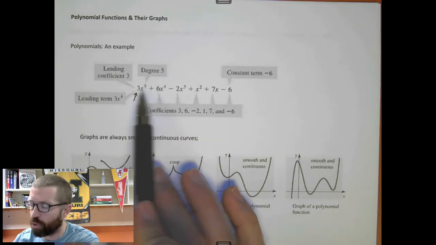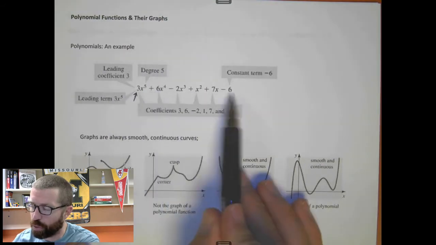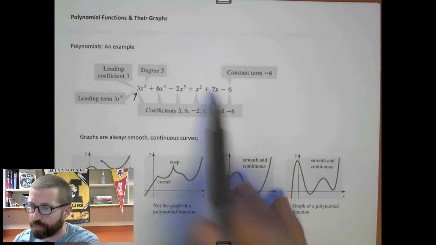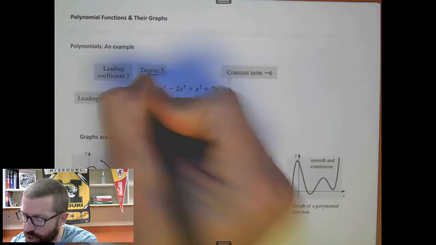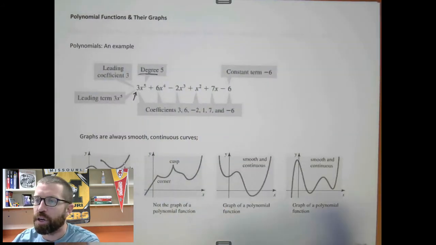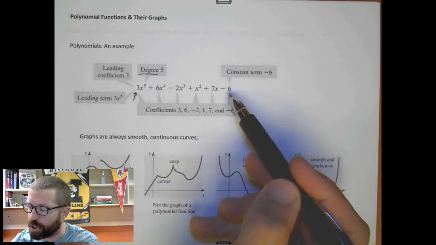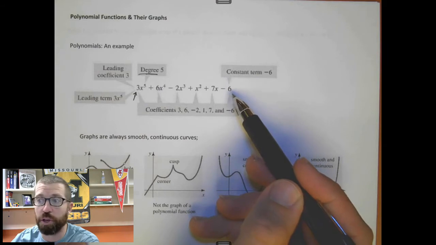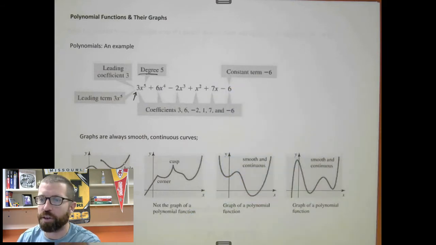If it's in standard form, it will go in this form where it starts with the biggest exponent and then counts its way down. We call this the degree, the largest exponent. And then the constant term is the term without a variable. It's just constant. It's always the same. It's just the number at the end.